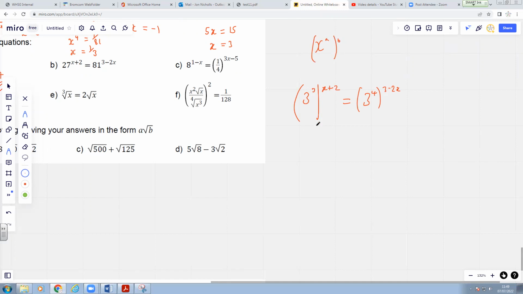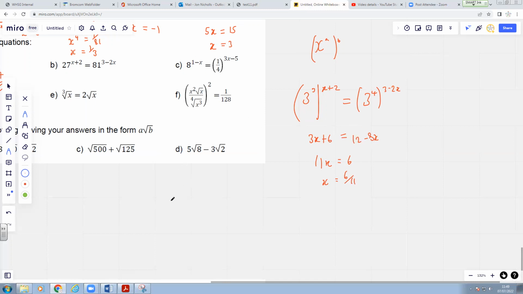And so what have we got here? We've got 3x plus 6, because we're going to times 2 by 3 as well, equals 12 minus 8x. And so we get 11x is 6. So x is 6/11. That's a bit harder. Take away the 6 from both sides, add the 8x over.